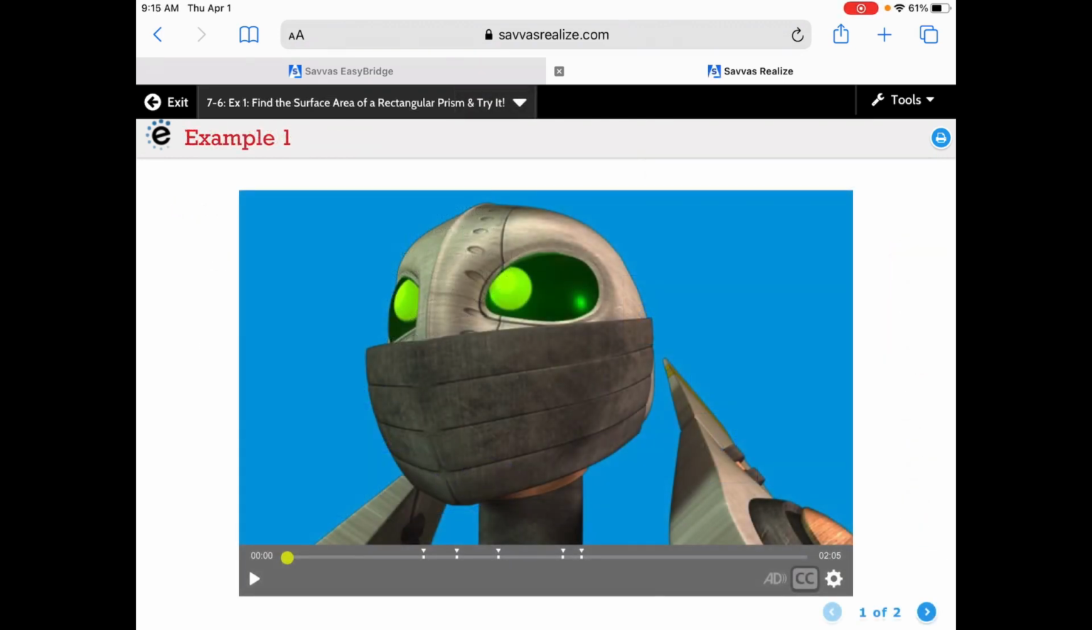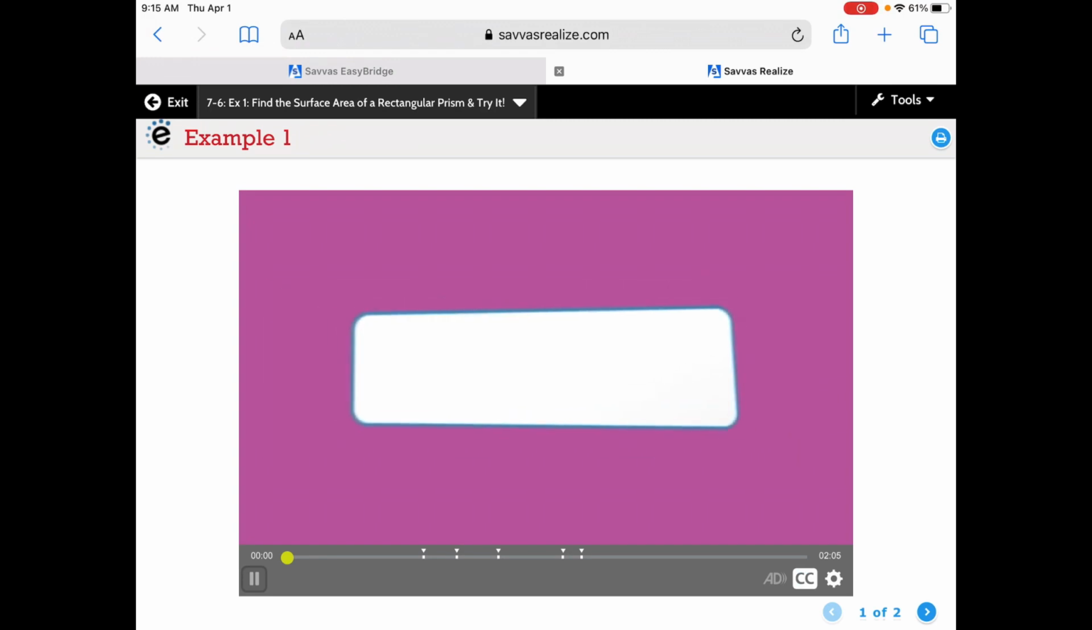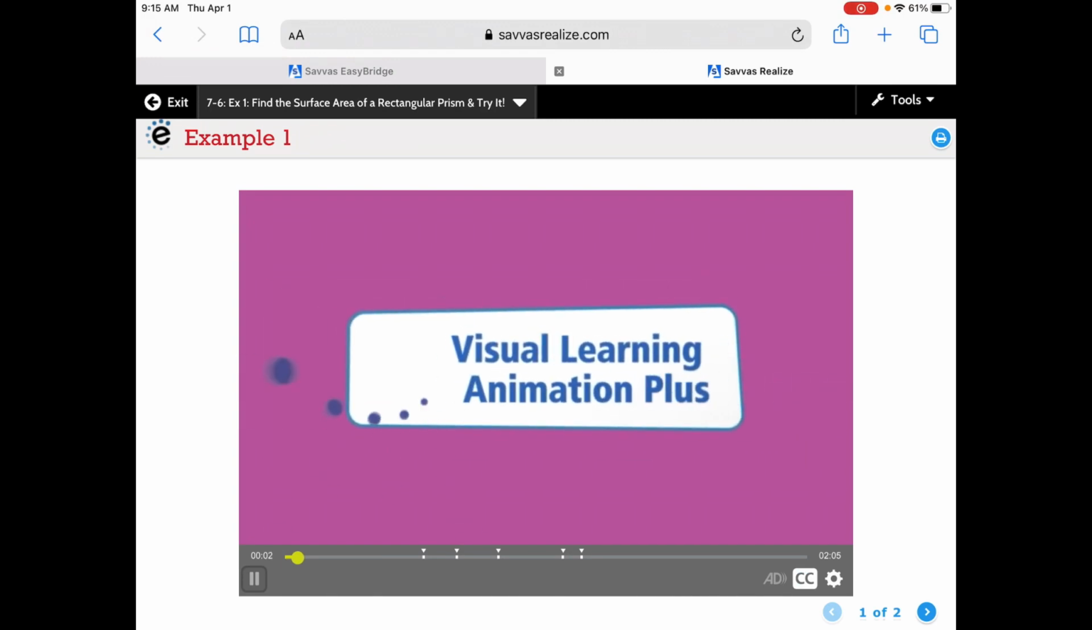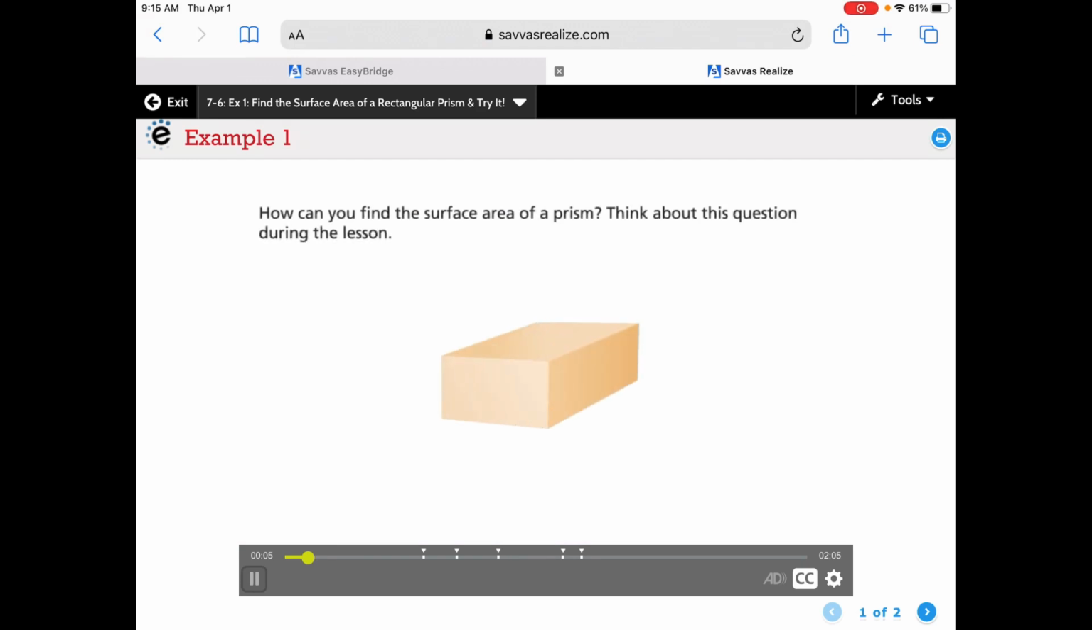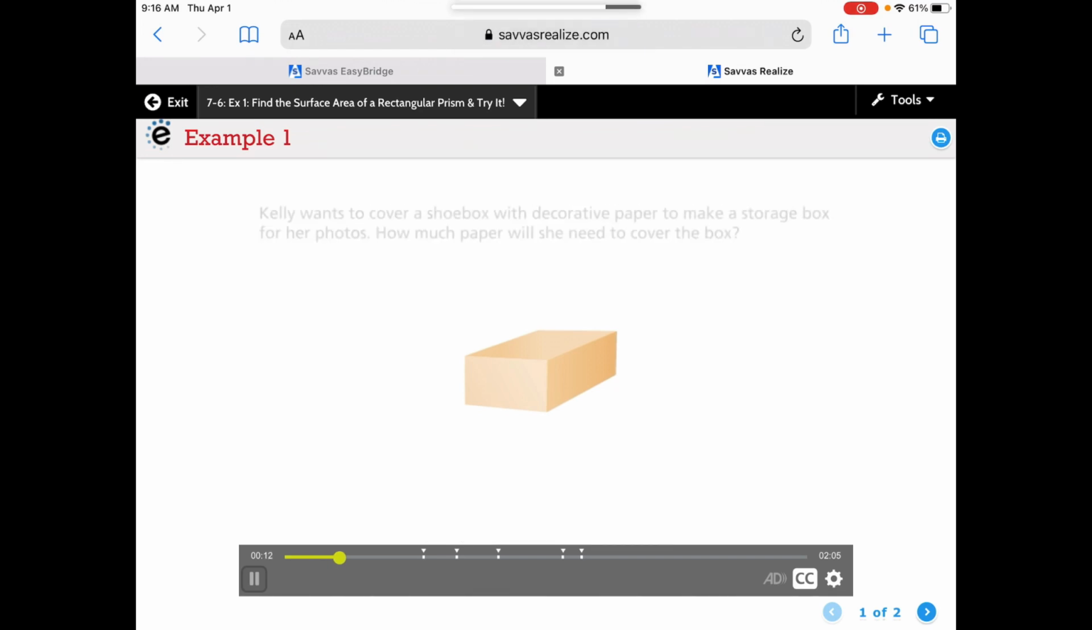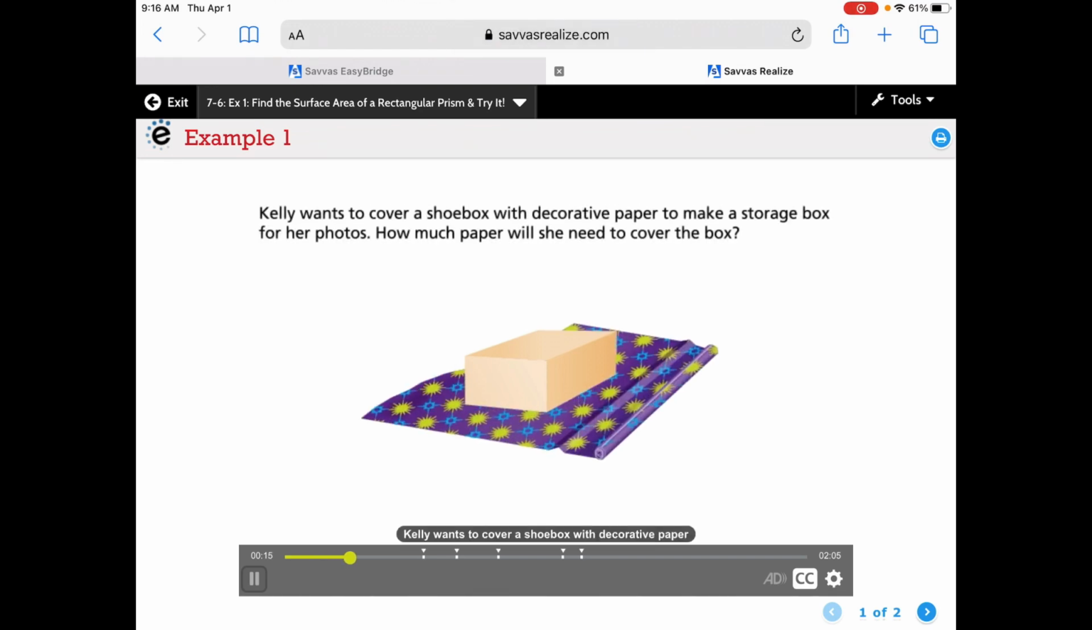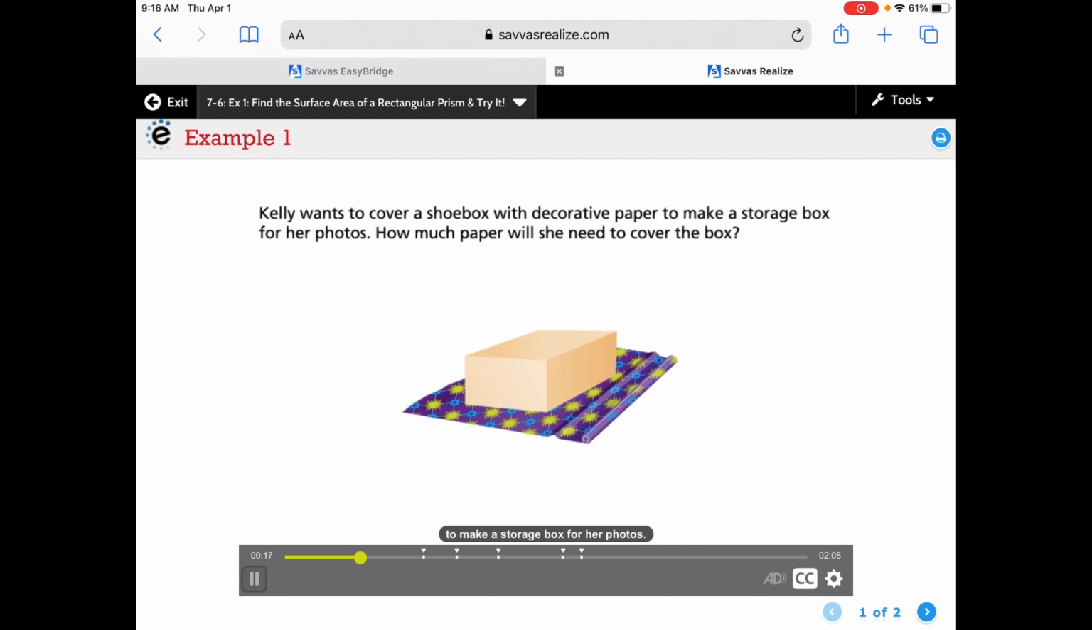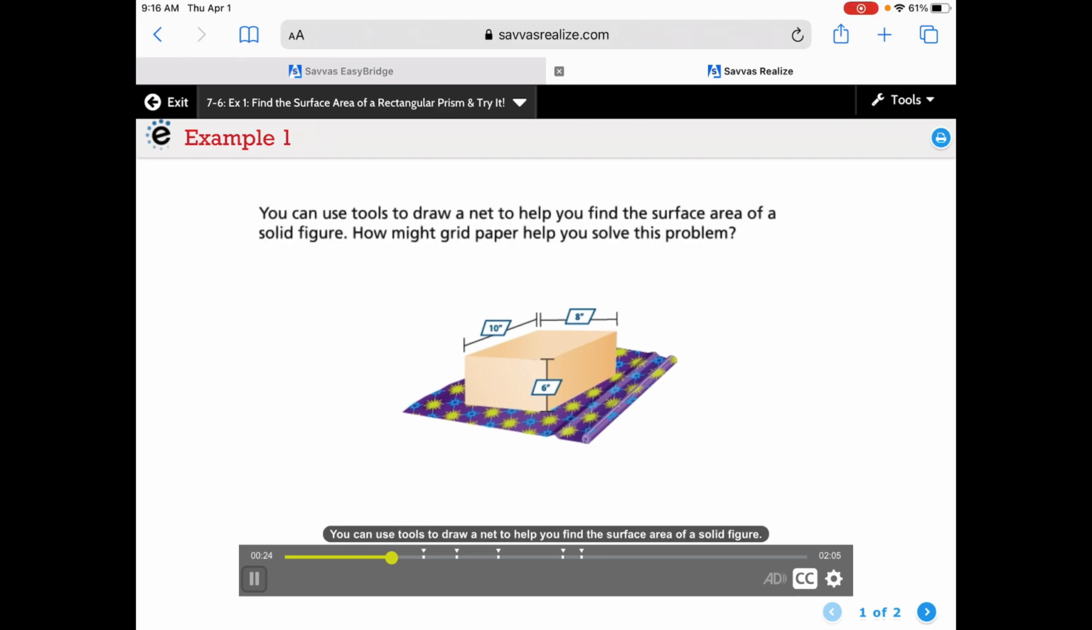All right, let's turn to page 438 for example 1. How can you find the surface area of a prism? Think about this question during the lesson. Kelly wants to cover a shoebox with decorative paper to make a storage box for her photos. How much paper will she need to cover the box? You can use tools to draw a net to help you find the surface area of a solid figure. How might grid paper help you solve this problem?